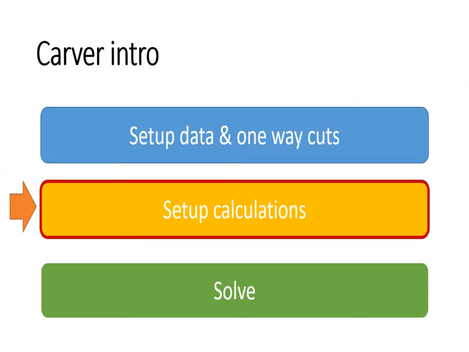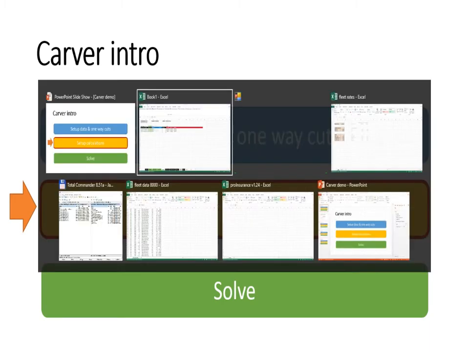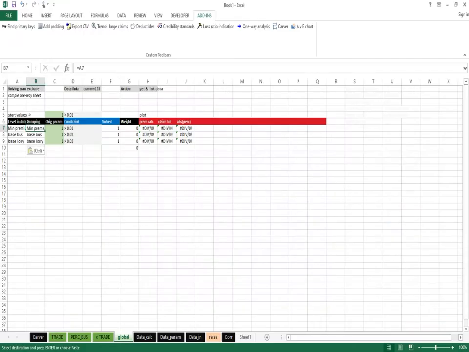The next step is to set up calculations. So let's go back to Carver. And I will start by defining the fleet premium calculation. And I will do this in this data calculation tab here.